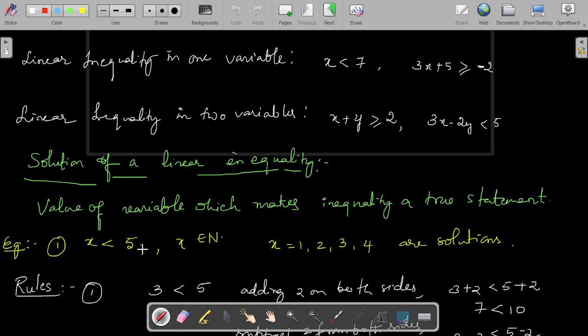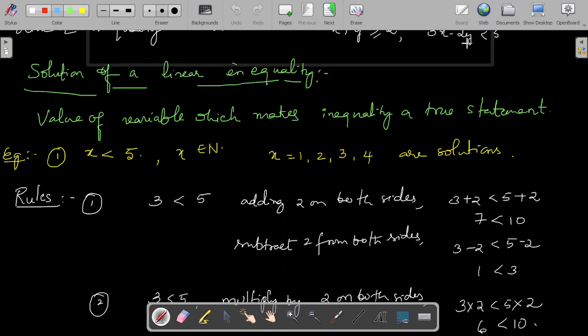Say for example, x < 5, x belongs to N. You know natural numbers are 1, 2, 3, 4, 5 and so on. So now you have to find a natural number which is less than 5. Then that becomes a solution of this linear inequality. Solutions are 1, 2, 3 and 4. They will specify what x is. If x is not explicitly specified, then x is always considered a real number.